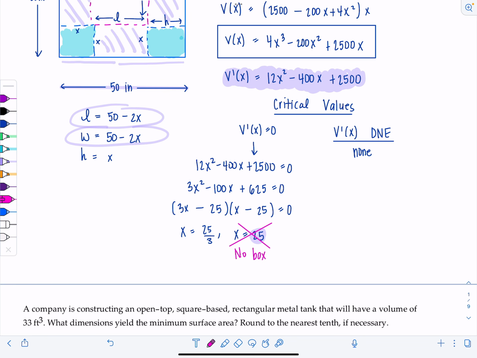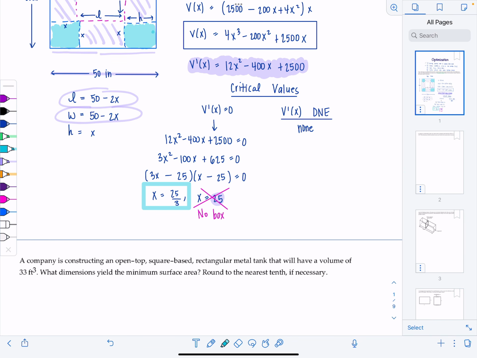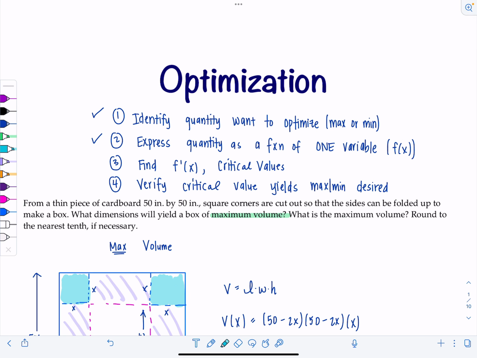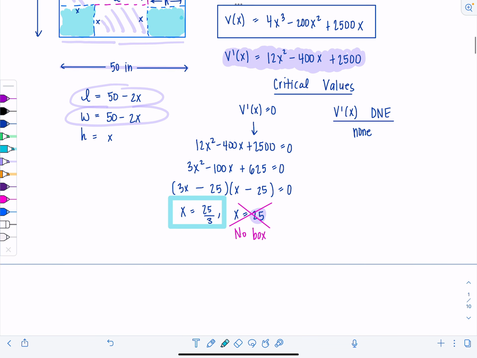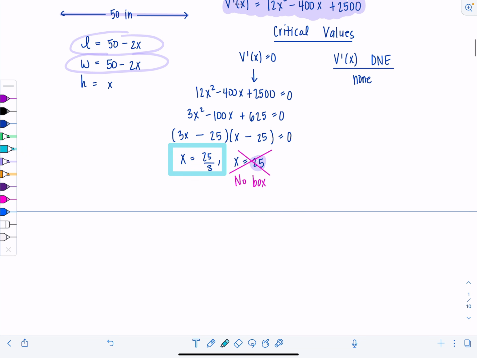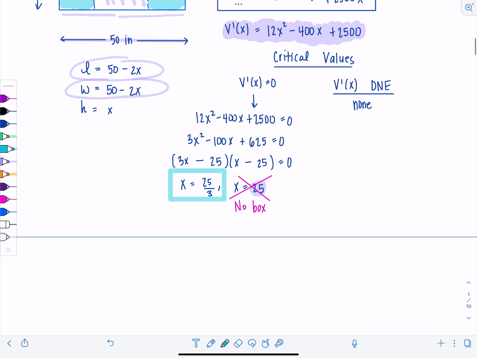Good. So we've got our critical value here. So most likely x equals 25 over 3 is going to give us our max volume, but I do need to confirm, right? You could do first derivative test, like where you make your number line and you check for increasing, decreasing, like you just learned with graphing problems. But usually for optimization, it's nicer just to do the second derivative test. So I'll remind you what that is.